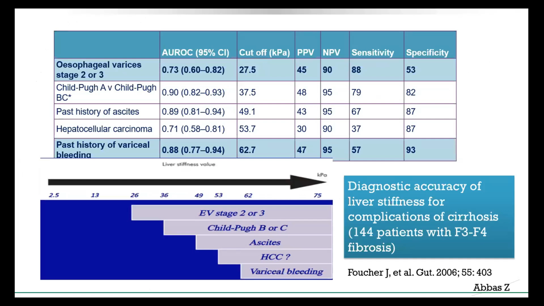So this is another study which is again showing that for grade 2 to 3 varices, the cutoff should be more than 27 to predict the presence of large varices, and this has 88% sensitivity and high negative predictive value, which means that if the value is less than that, there is less chance of having large grade 2 to 3 varices. If there is a past history of variceal bleeding, this study is showing a 62 kilopascal cutoff, and if this is achieved, then this is very specific, 93%, that this patient might have bled in the past or will bleed soon.